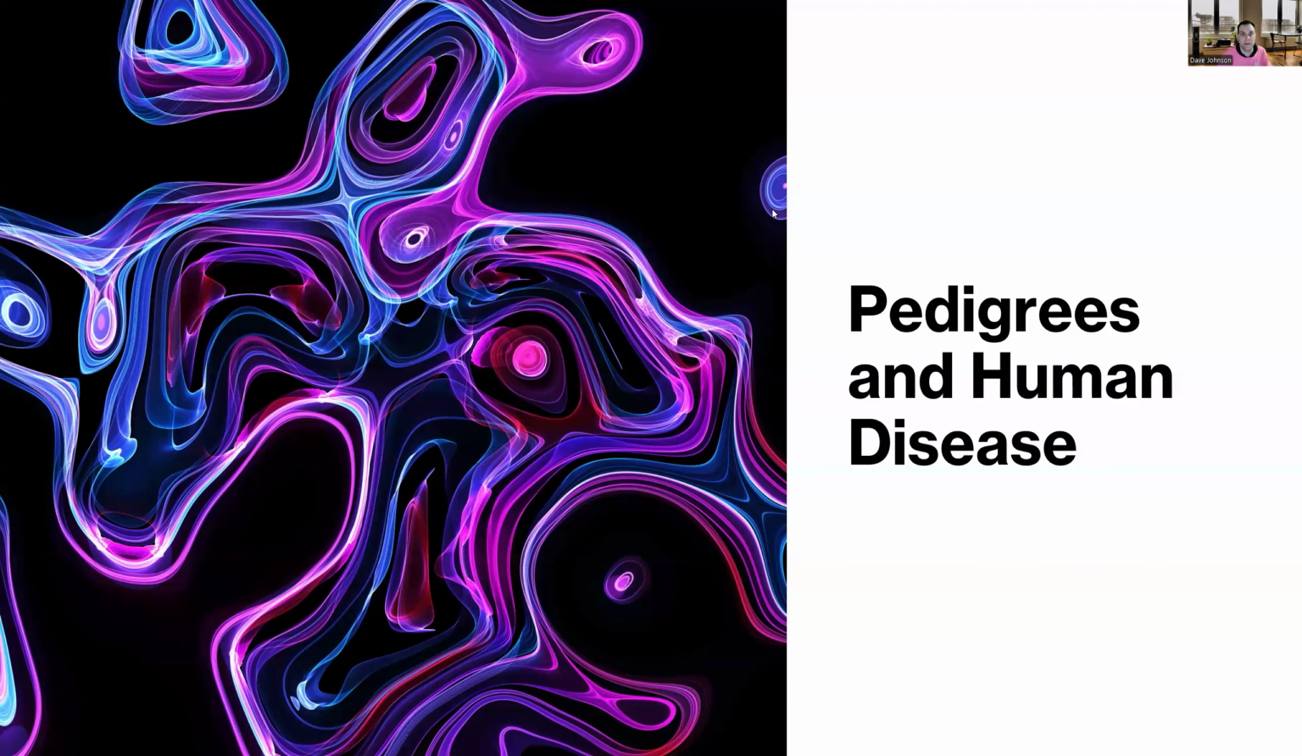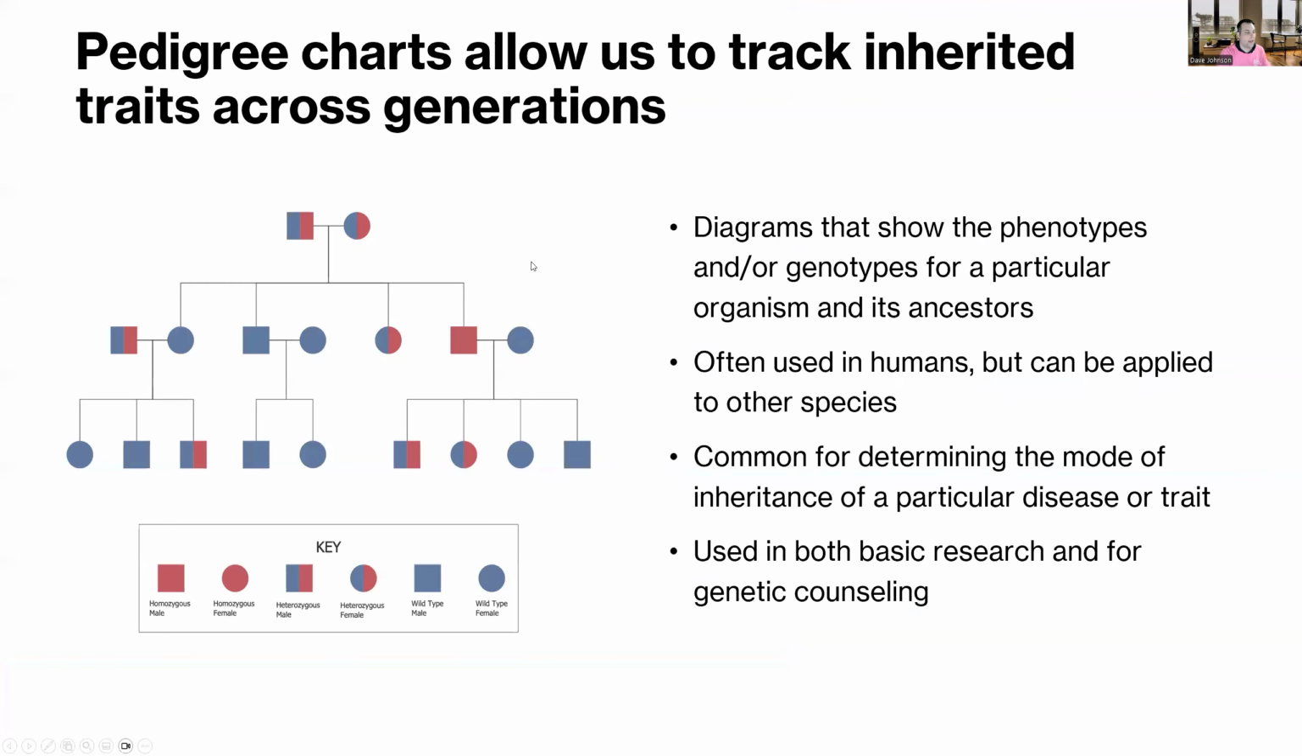So in this video, I'm going to talk about pedigrees and how we can use those to track the inheritance of traits, as well as those that can lead to human disease. At some point in your life, you may have seen a chart like the one shown on the left here. This is what we call a pedigree chart. What's neat about these is they allow us to track inherited traits across generations.